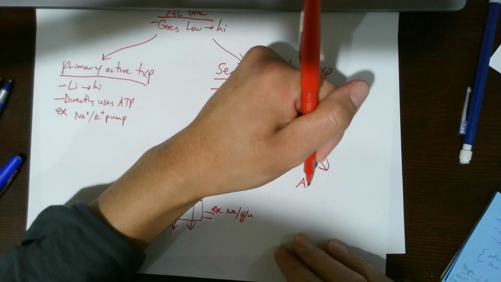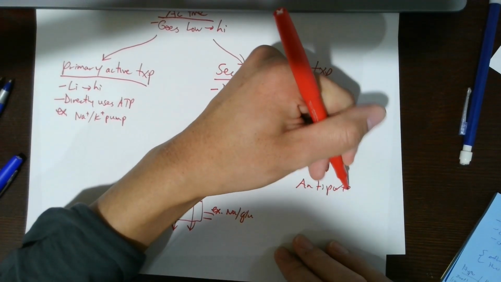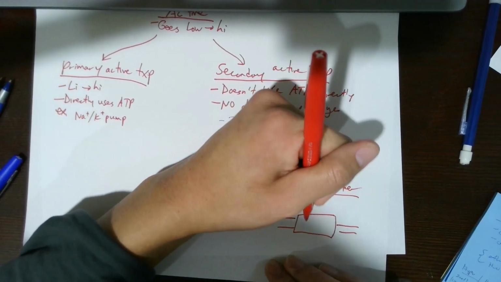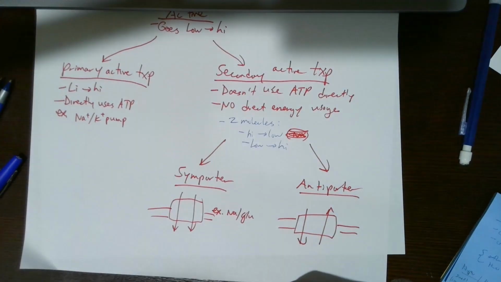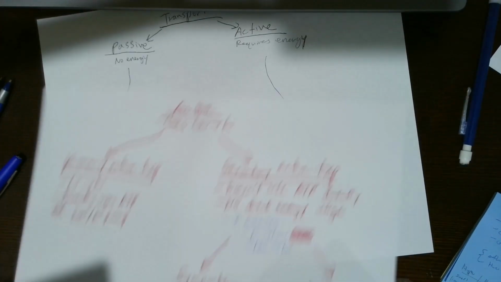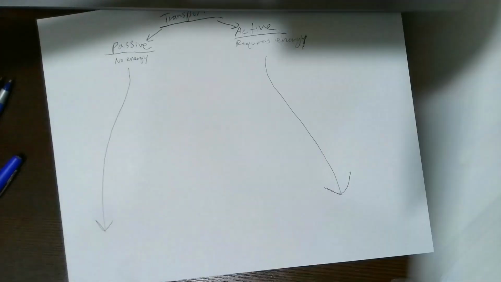And then you can have something called an antiporter, where two things move in opposite directions. Alright? And I can't remember an example off the top of my head, but there is one I remember. I just can't remember the name. Alright, so that's cell transport. Hopefully that made a little sense.